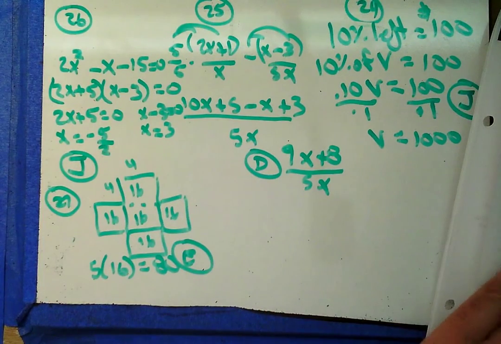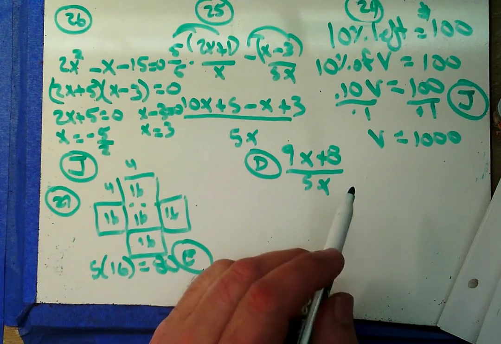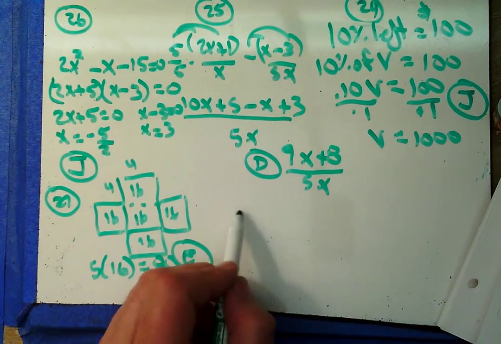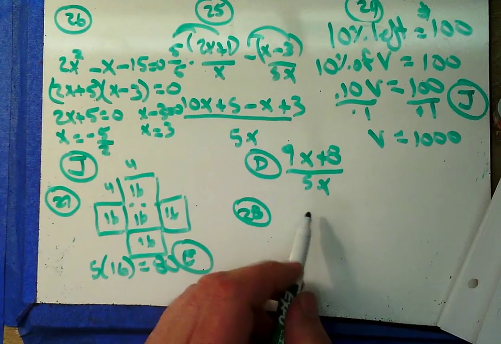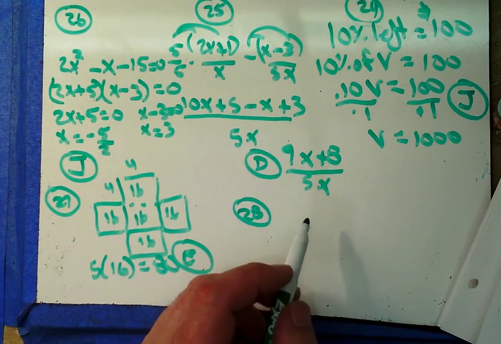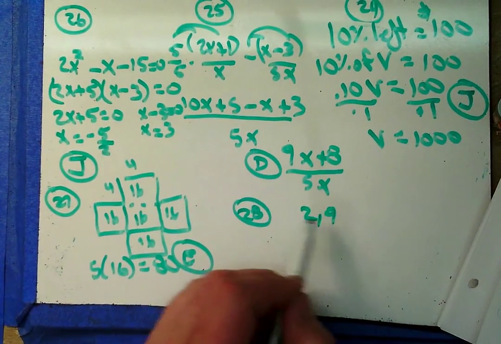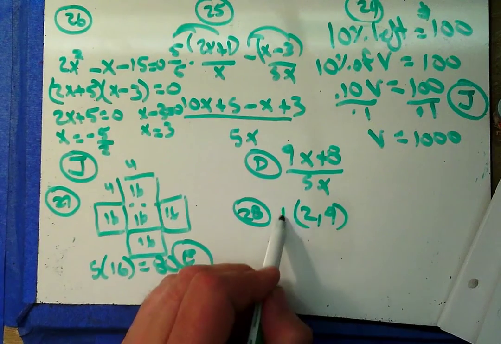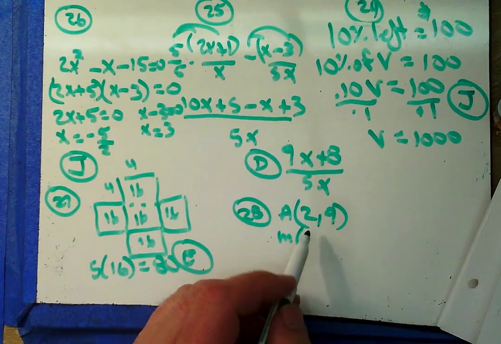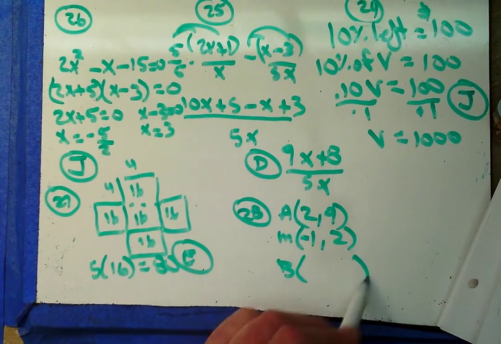28 says M is located at negative 1, 2. That's the midpoint. There's a long way to do this problem where you use the midpoint formula twice. I don't like doing it that way. I like doing it this way. 2, 9 is A. The midpoint is negative 1, 2. And I'm looking for a point B.